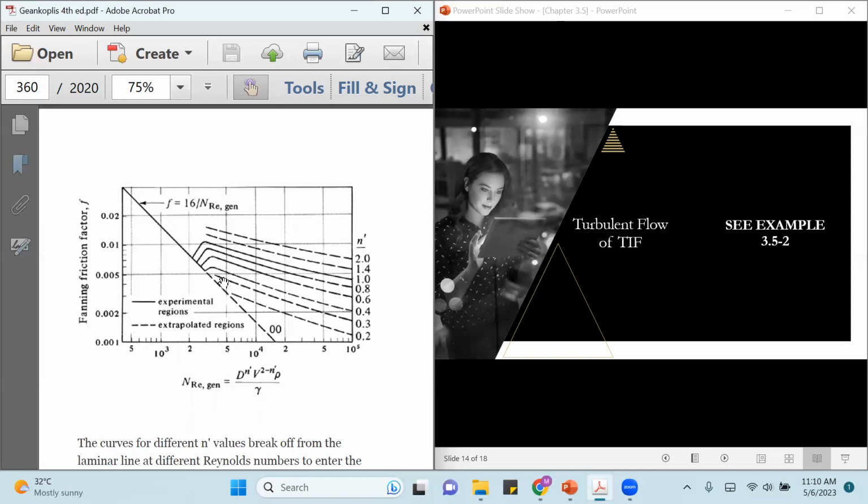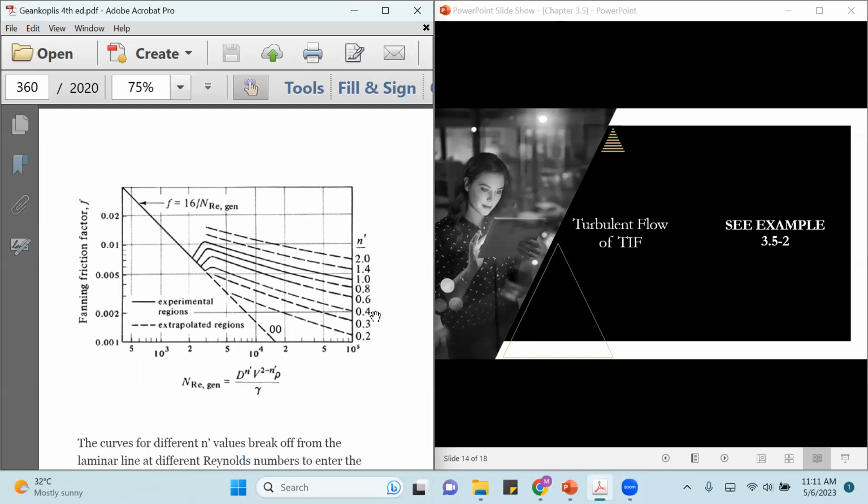Also, it's this line, this dash line. And then the N_Re gen is 1.3 times 10 to the power of 4, so it's somewhere here. You just draw a vertical line up until it crosses the line of n prime equals 0.3. So it will give you a point here, right? After that, draw a horizontal line until it crosses the y-axis. Then you can get the F value.